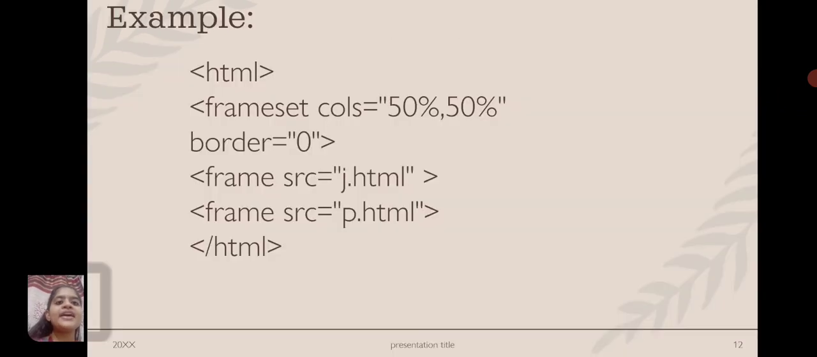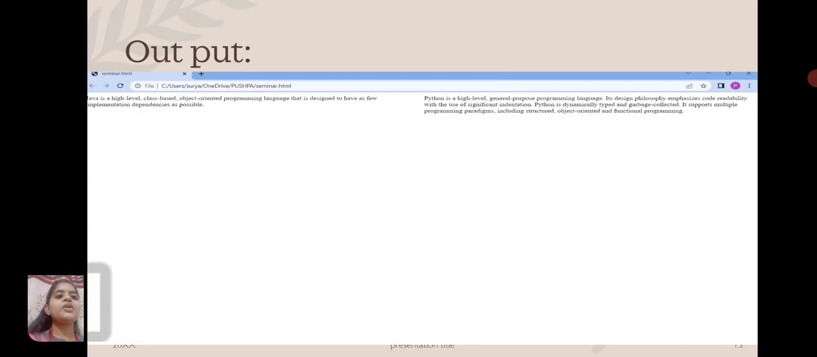Now let us divide the page vertically. So the left part will be divided into 50% and the right part will be divided into 50%. I gave border equal to 0, so we can't see the line. On the left part I want to display the content of j.html and on the right part I want to display the content of p.html. Now let's see the output.